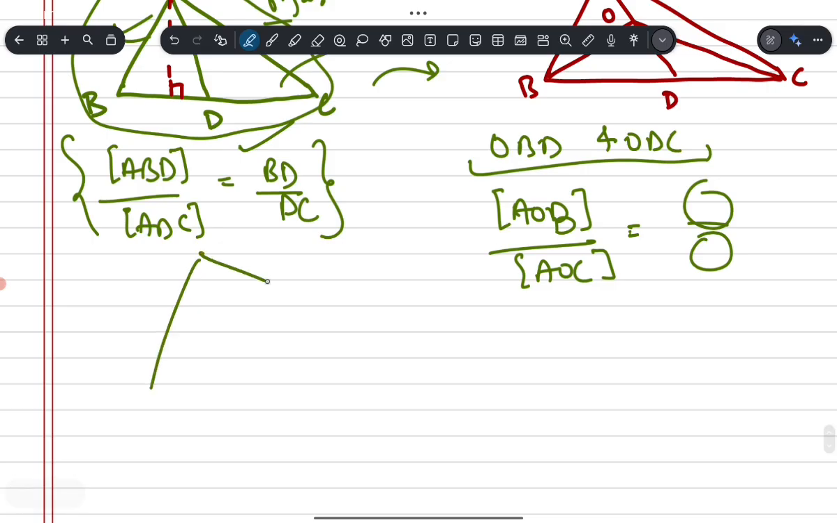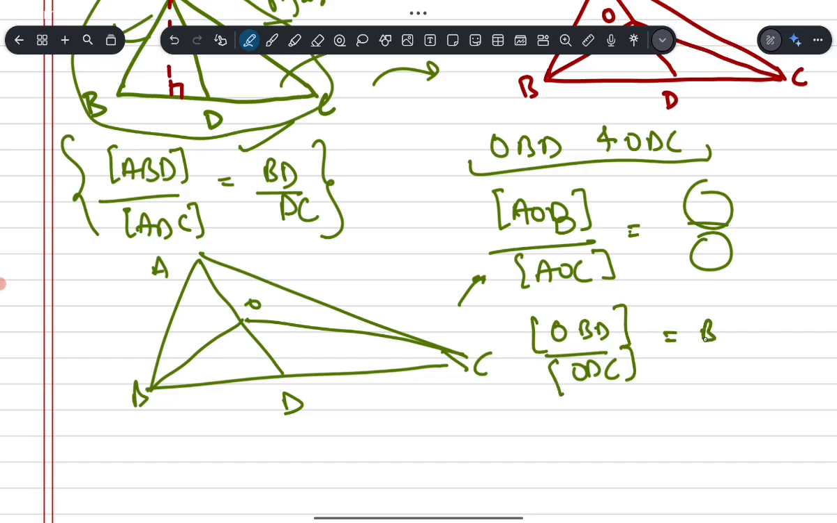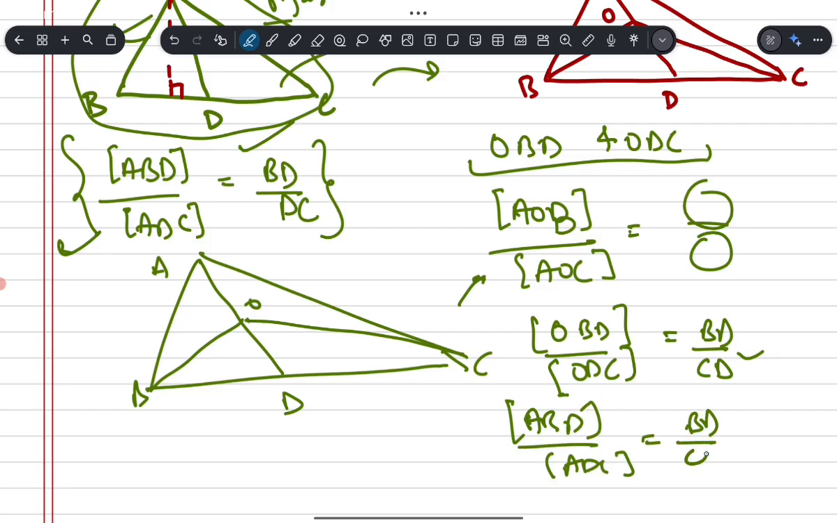So if I just redraw the diagram, the same diagram, we have this triangle, and along with that we have, let's say this is D, this is O. We are interested in finding this. Can we say that OBD by ODC, the ratio of their areas, would be BD by DC? From the first thing, from this. Alright. And can I also say that ABD by ADC would be BD by CD once again.